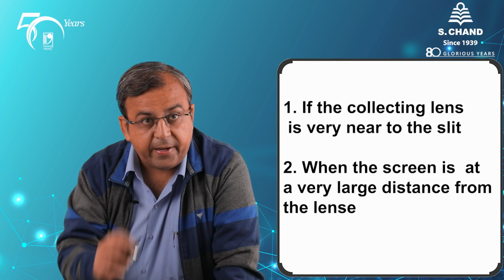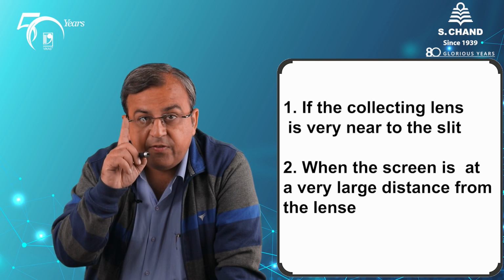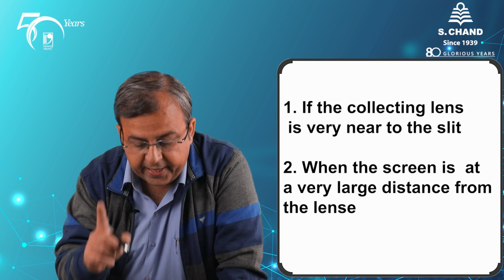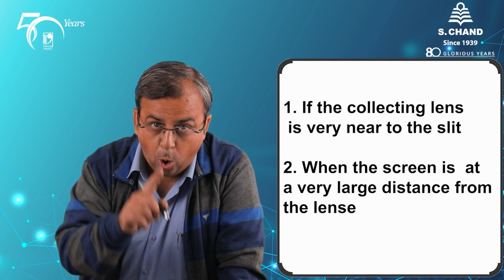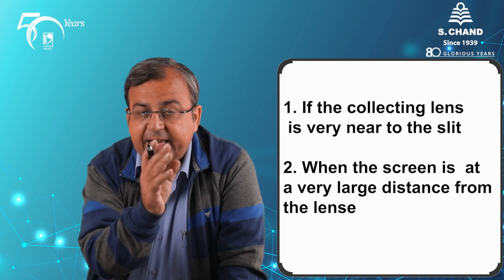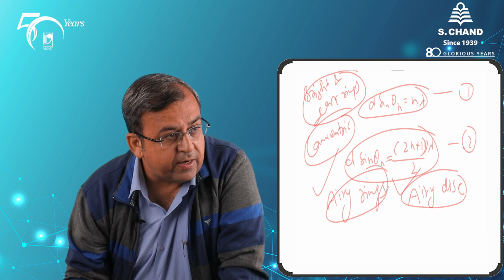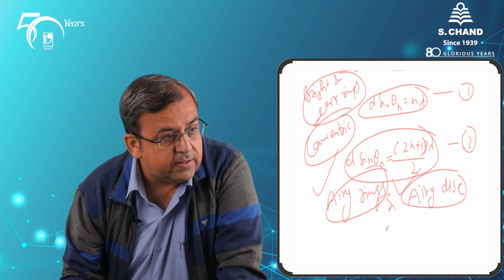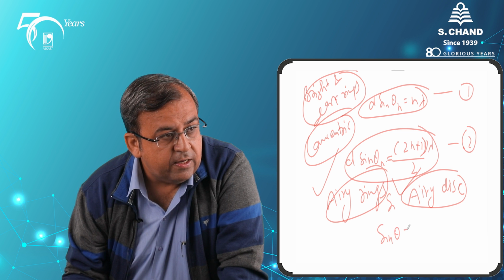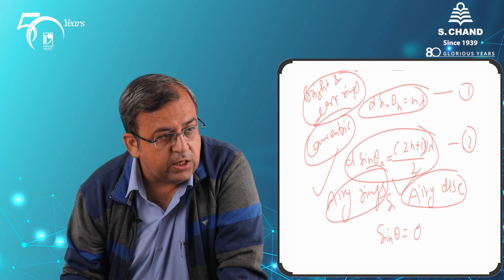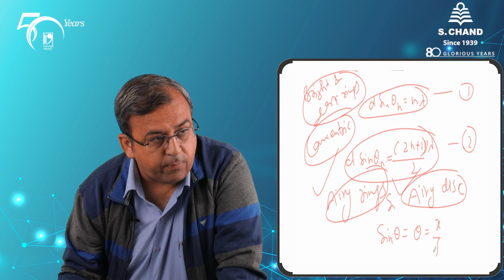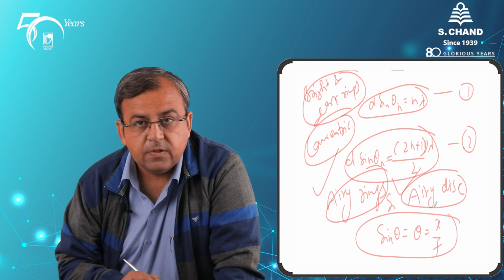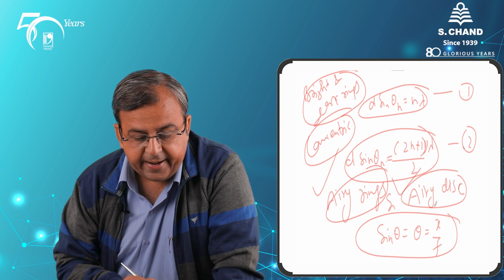These are the 2 points I'm making right now. If the collecting lens is very near the slit, or when the screen is at a very large distance from the lens, at that particular point, what is going to happen? Sine theta will be equal to theta, and it is equal to x upon f, right?